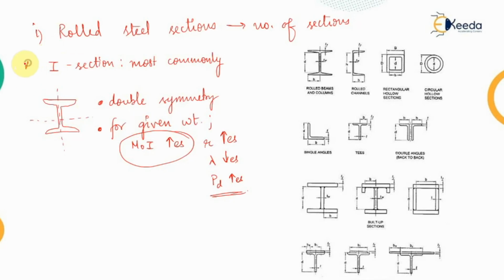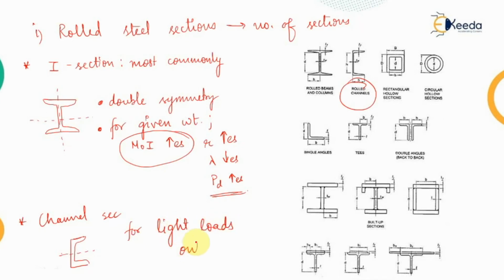Then another type of section which can be used in the rolled steel sections is the channel section. Channel sections have only one axis of symmetry, which is along this axis. So these rolled channels are suitable for light loads only, because they have only one line of symmetry. That's why they are used only for lighter loads.